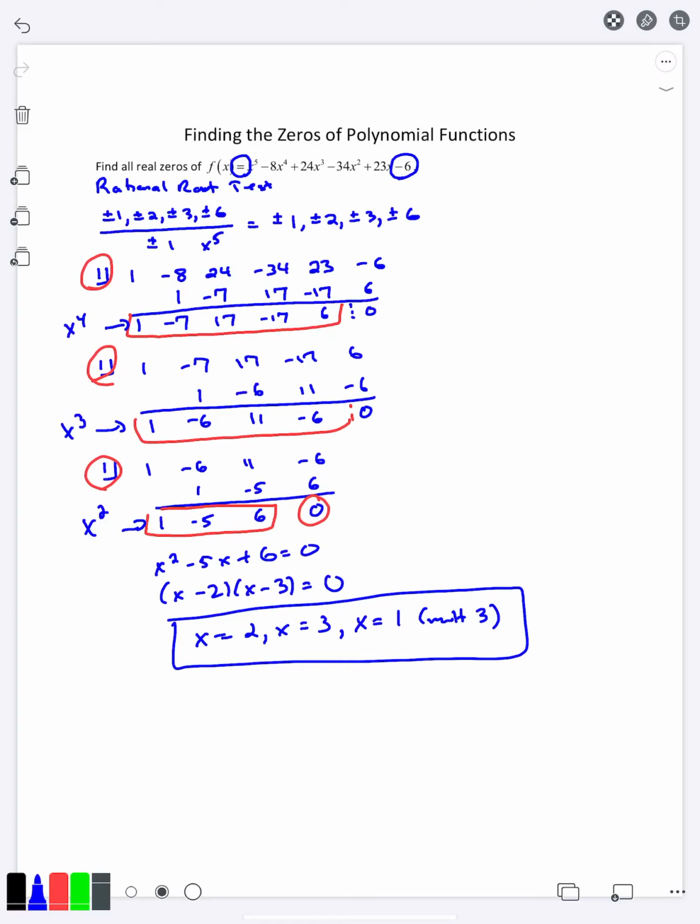So again, you start out by listing all the possible rational roots from the rational root test. You then start trying them individually using synthetic division. And then once you've found enough of them that you're down to x squared, either factor or use the quadratic formula to get the remaining ones.